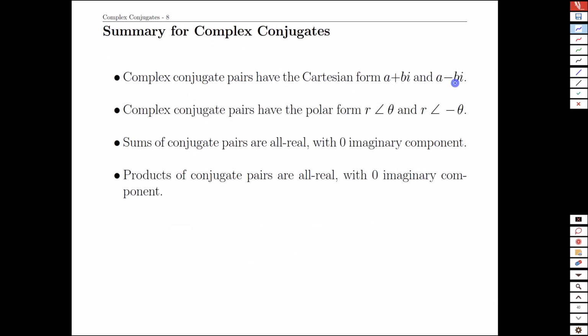The form is straightforward in the Cartesian. The form is also straightforward in polar form. We just reverse the sign of the angle as well. And we have those two properties about the sums and products. So we'll see that appearing at various stages through the last week of the course.